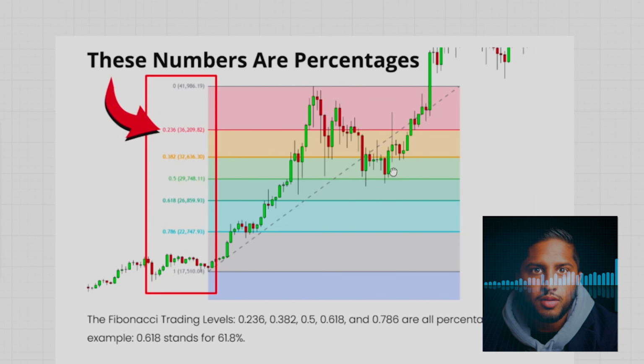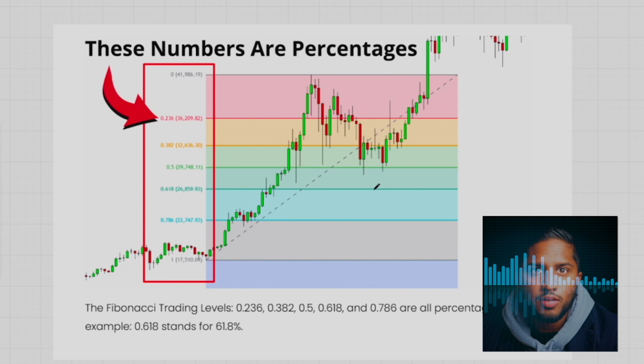Now, we want to look at the levels that actually matter. When you draw your fib retracement tool from the swing low to the high in an uptrend, or the high to the low in a downtrend, you see levels like this: 0, 0.236, 0.382, 0.5, 0.618, 0.786, and 1.